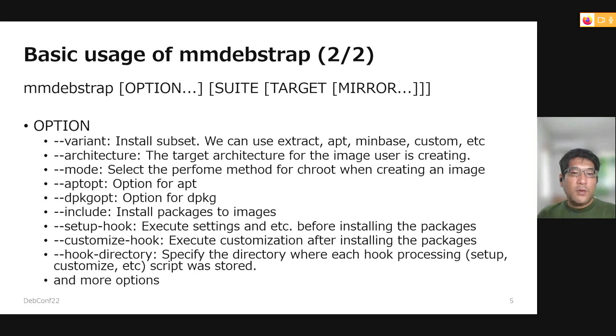And options are described. mmdebstrap gives you an option to specify a variant for creating the images, an option to specify options when running apt or dpkg, and options to customize the image before and after installation. There are options for you to build a more customized root file system. Next, we will explain how to build an image using mmdebstrap.